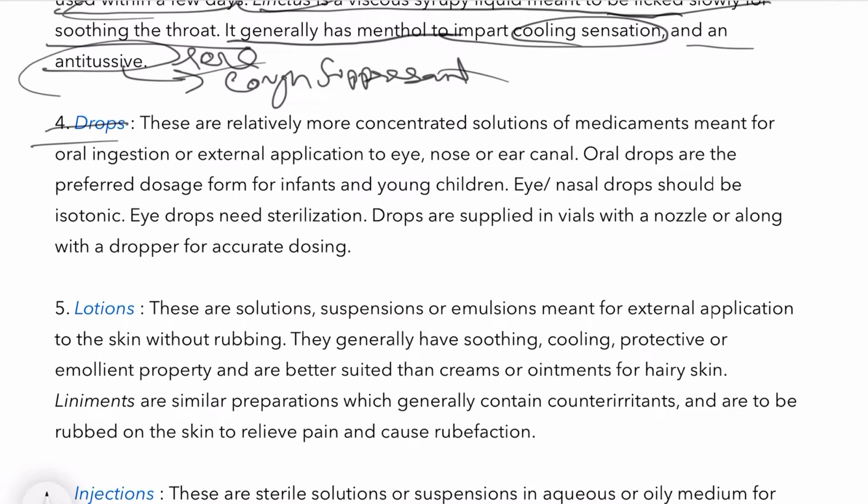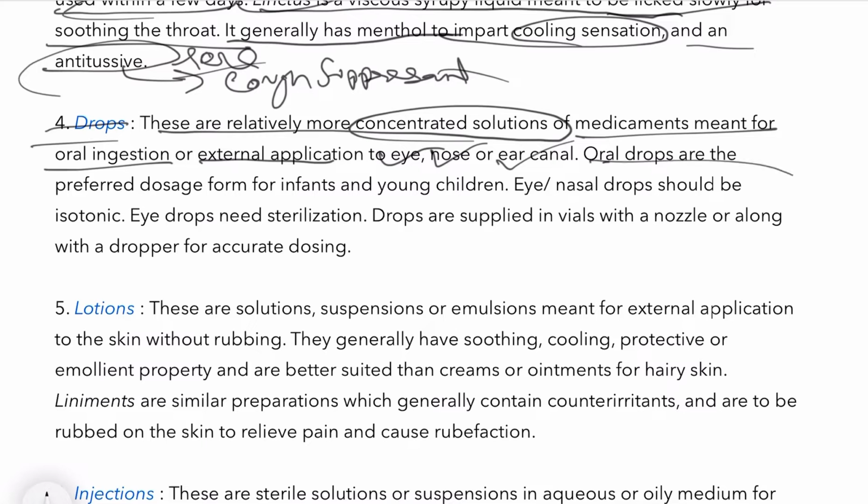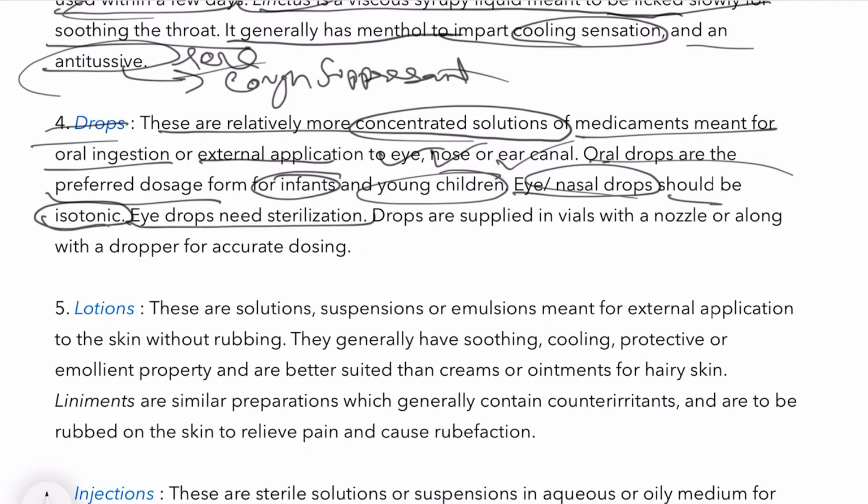Then drops. These are relatively more concentrated solutions of medicaments meant for oral ingestion or external application to the eye, nose or ear canal. Oral drops are the preferred dosage form for infants and young children. Oral drops are given to young children, or you can even say that they are given to infants also. Eye and nasal drops should be isotonic. Eye drops need sterilization. Drops are supplied in vials with a nozzle or along with a dropper for accurate dosing. Vials are made up of glass for administration.